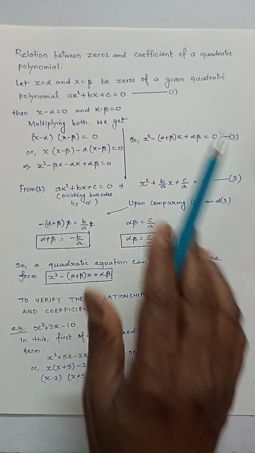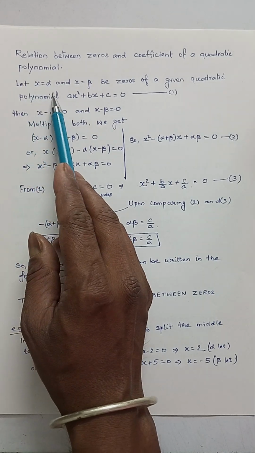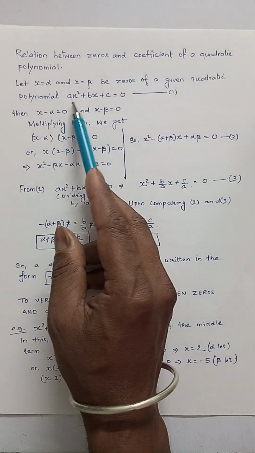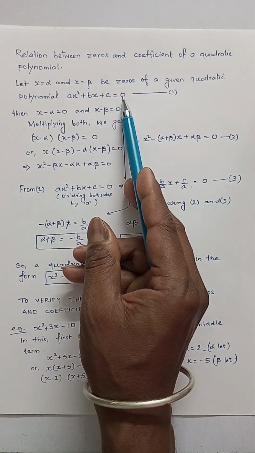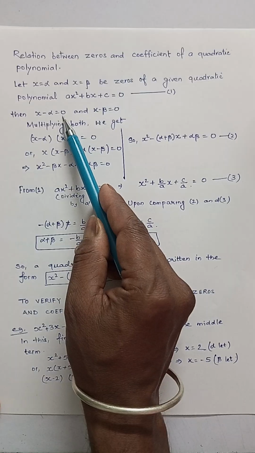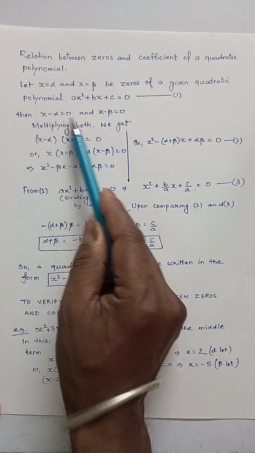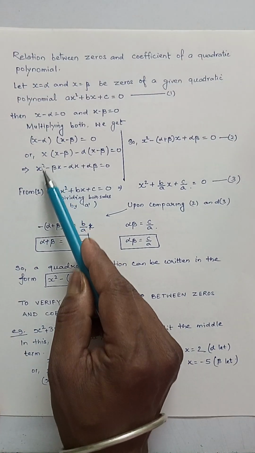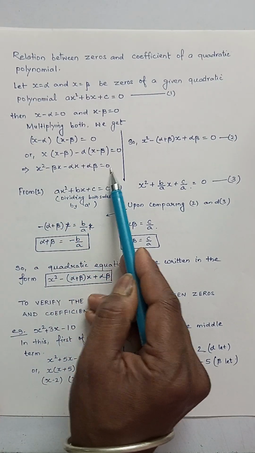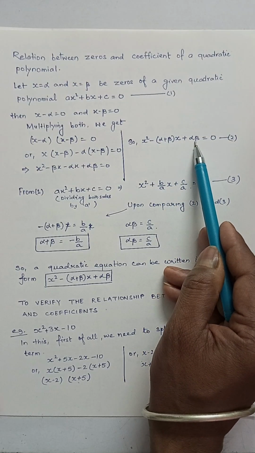Now, relations between zeros and coefficients of a quadratic polynomial. Let x = alpha and x = beta be zeros of a given quadratic polynomial ax² + bx + c = 0. Then x - alpha = 0 and x - beta = 0. Multiplying both (x - alpha) and (x - beta), we get x² - beta x - alpha x + alpha beta = 0, or x² - (alpha + beta)x + alpha beta = 0.